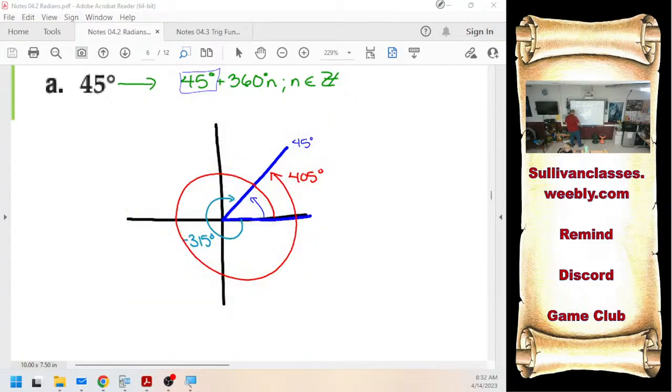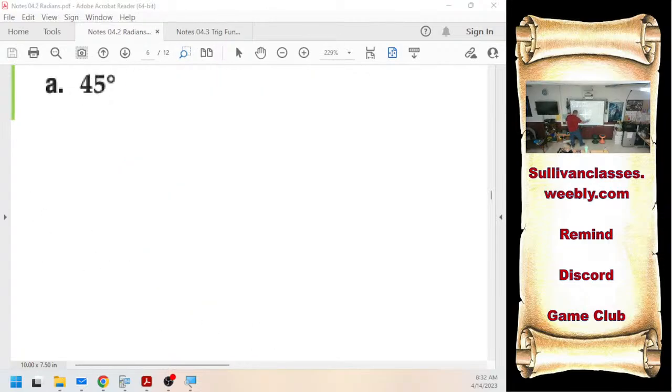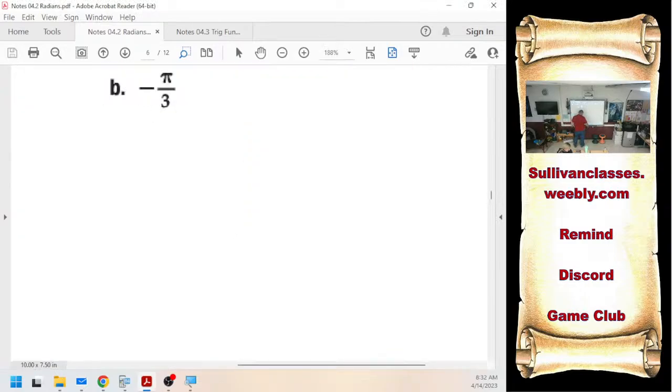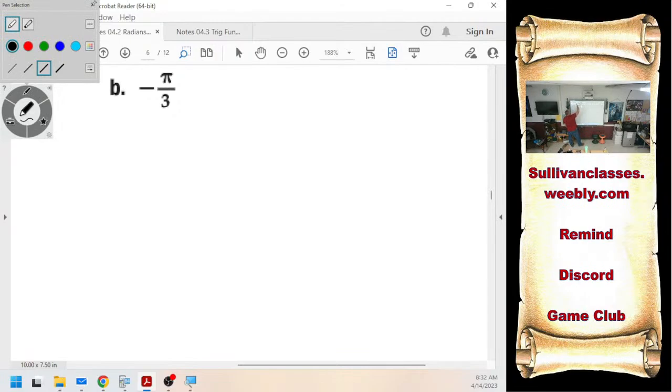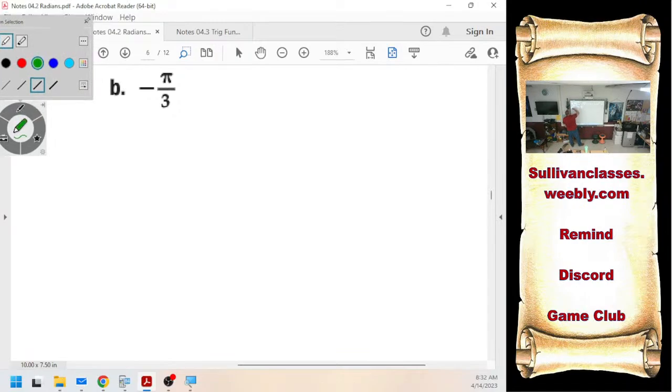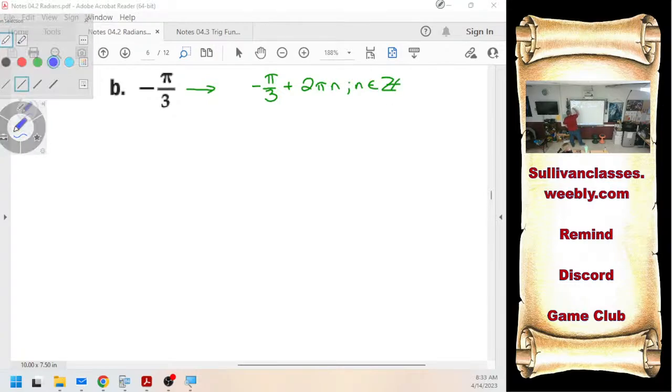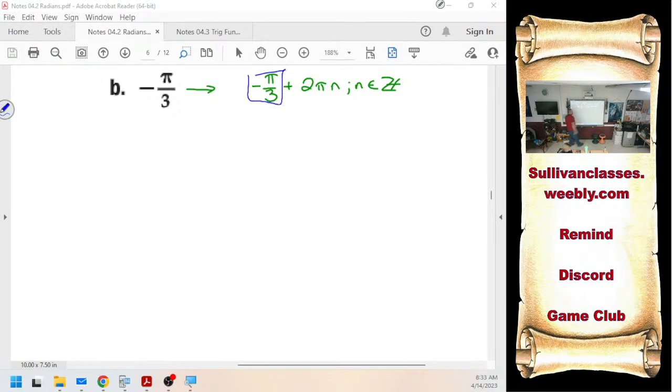Okay. If it's in pi, the only difference is we're going to be adding and subtracting 2 pi instead. First, all coterminal angles. I will say negative pi over 3 plus 2 pi n, where n is an integer. Again, the only part that's changing is alpha, my initial angle.